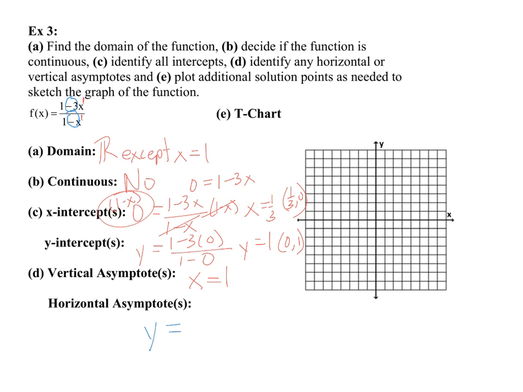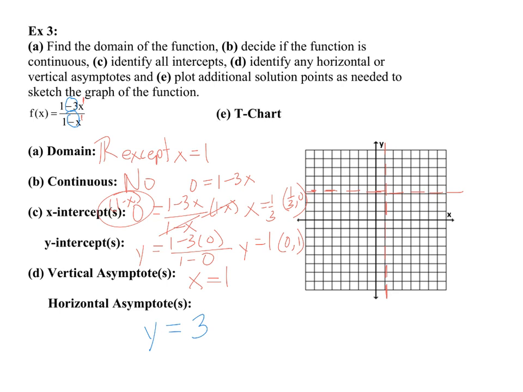-3 over -1 is 3. Okay, now for the graphing. Graph your asymptotes. So, vertical asymptote is x equals 1. All the x values on this line are 1. And then my horizontal asymptote, y equals 3. All the y values on this line are 3.